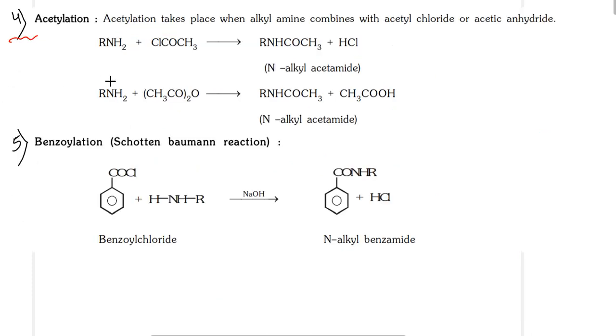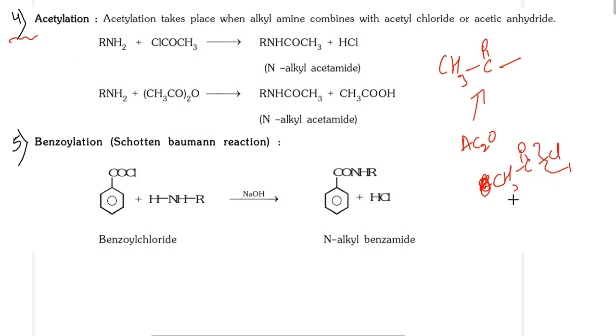Next, acylation. In acylation, what is the acyl group? First of all, you have to know the acyl group. The CH3 C double bond O group is the acyl group. The sources of this acyl group are acetic anhydride and acyl chloride. I will write the structure here. Acyl chloride, generally acetyl chloride. Here chlorine is released, and then this is the acyl group. And acetic anhydride. Any one you can take.